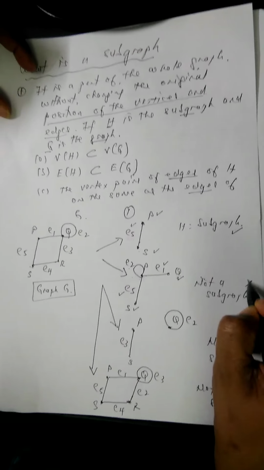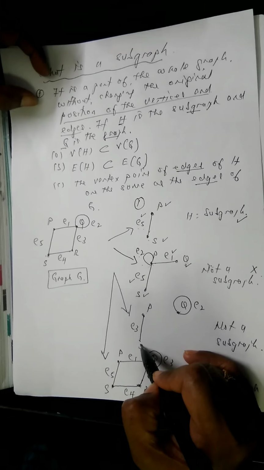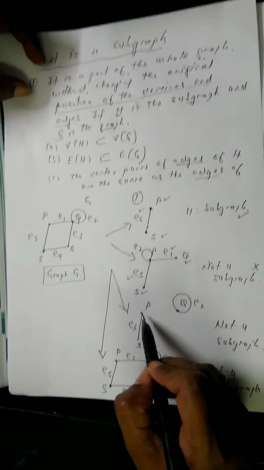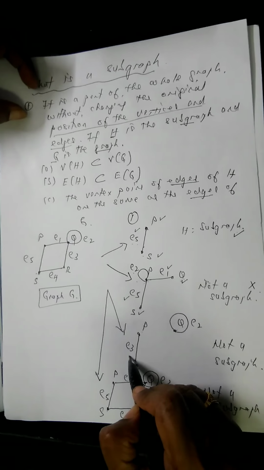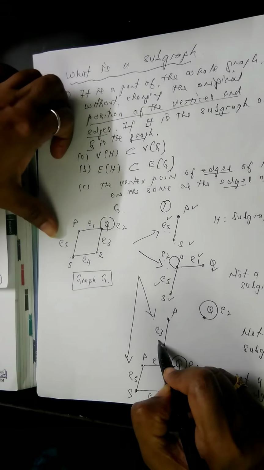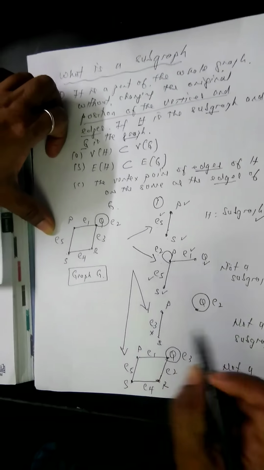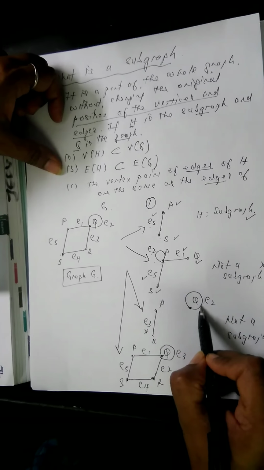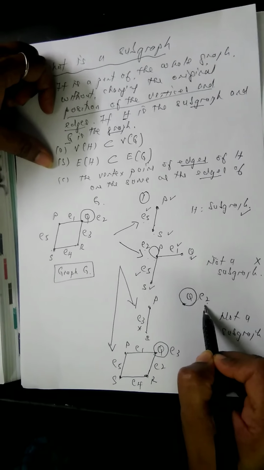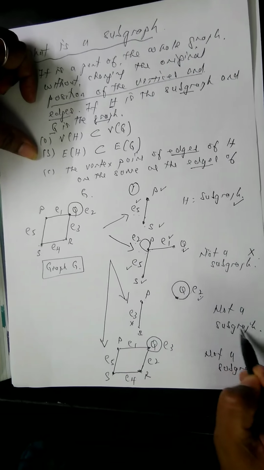Third one is this. P to S, written as E3. In the actual graph, it's E5. So this is wrong. This is vertex Q, and there is a loop here, and that's E2. This is correct. But in this case, this other one is wrong, so therefore this is not a subgraph.